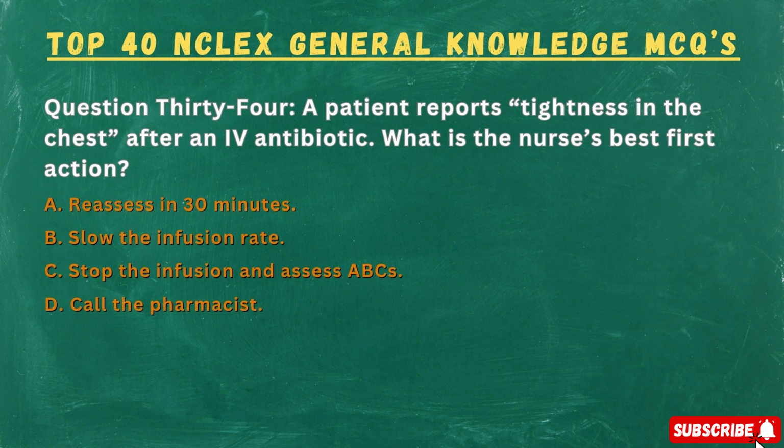Question 34. A patient reports tightness in the chest after an antibiotic. What is the nurse's best first action? A. Reassess in 30 minutes. B. Slow the infusion rate. C. Stop the infusion and assess ABCs. D. Call the pharmacist. Answer: C. Stop the infusion and assess ABCs.